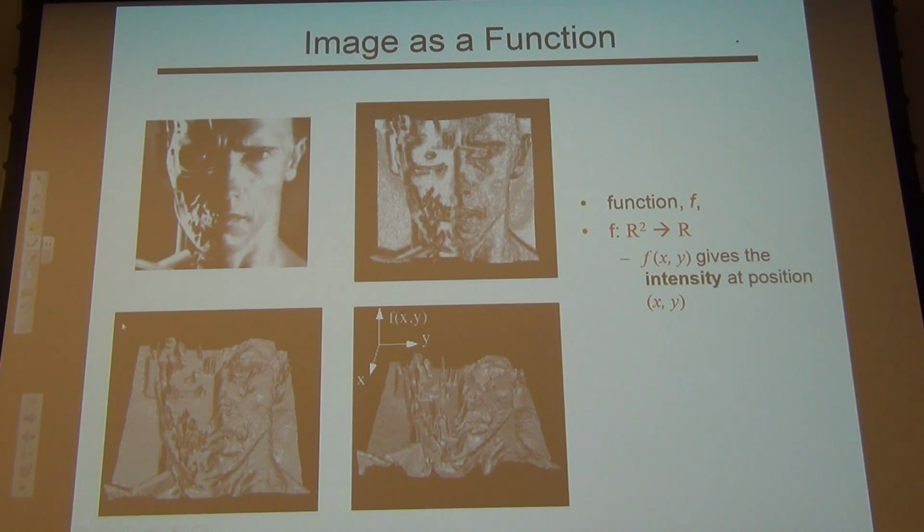For our image, it is actually a function. You have x and y as a coordinate. At that point, I mean the point of x and y, you have another value called intensity, to represent the color of the pixel.